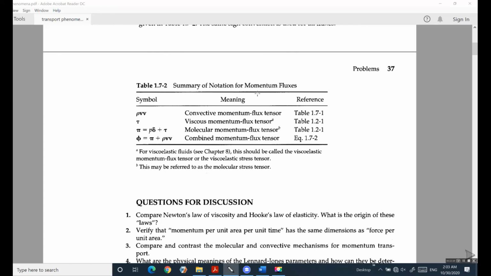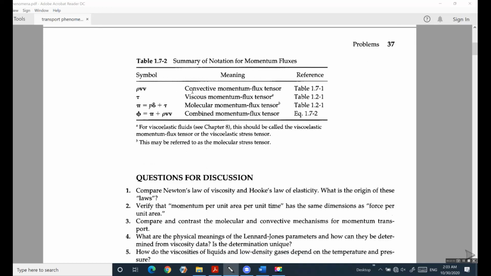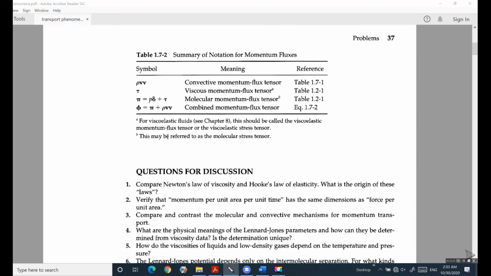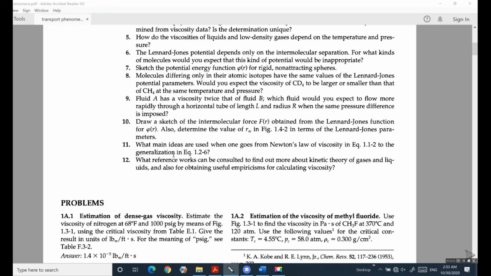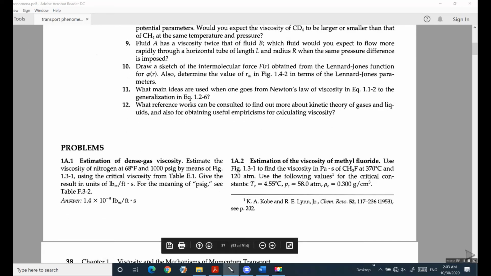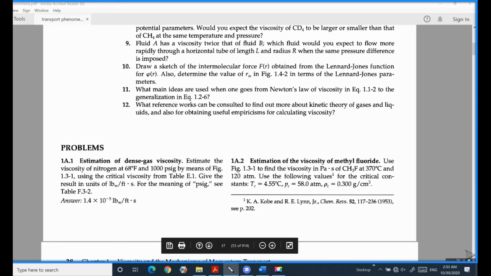Okay, summary of the notation of momentum flux. This gives the convective momentum flux tensor, because it's a second order tensor it has 9 elements. This gives the viscous momentum flux tensor, which also has 9 elements. This molecular momentum flux tensor has 9 elements, and the combined momentum flux tensor also has 9 elements, a second order tensor. So this is the end of chapter 1, and we will continue our discussion with chapter 3 in the next video.